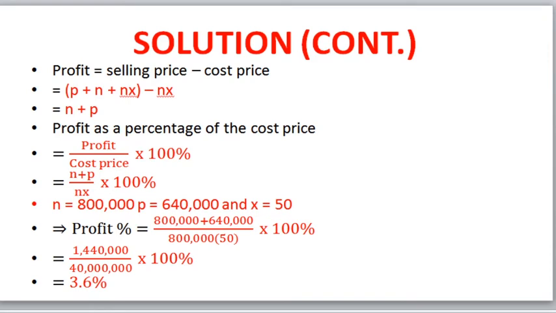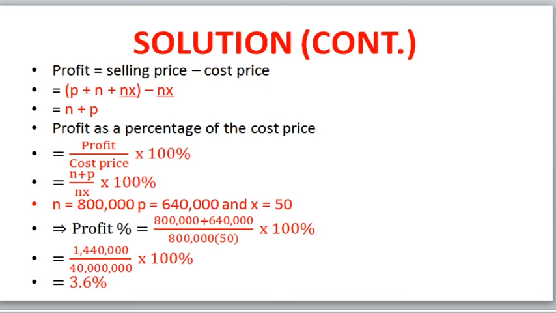Now let's get to the other part of the question where they are telling us to find the percentage profit. Talking about the percentage, this is what you are going to do. We know percentage profit. The formula is profit over cost price times 100. Profit over cost price times 100. That is the formula for finding the profit percentage.